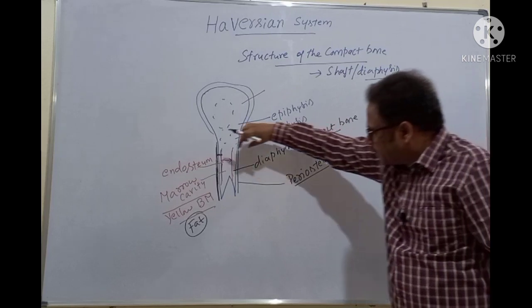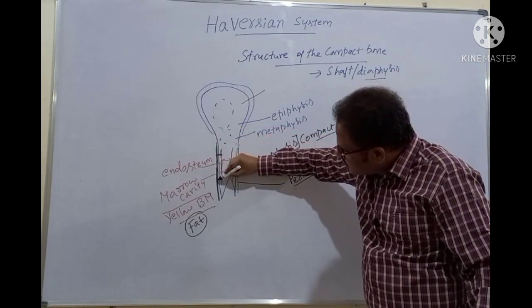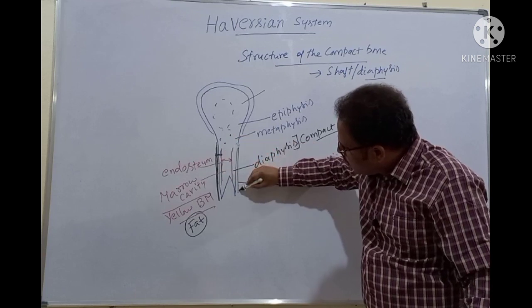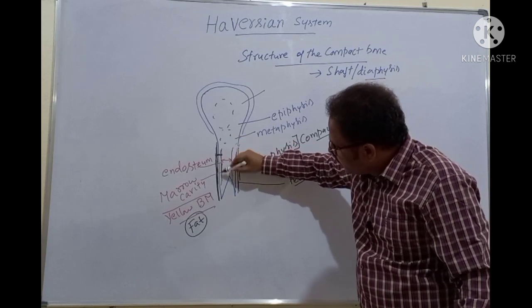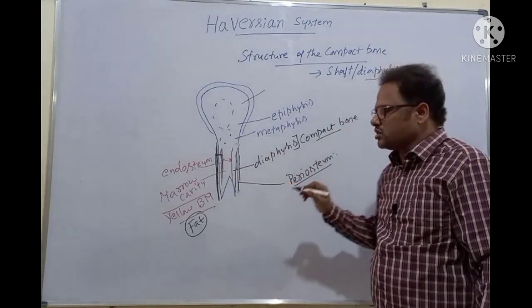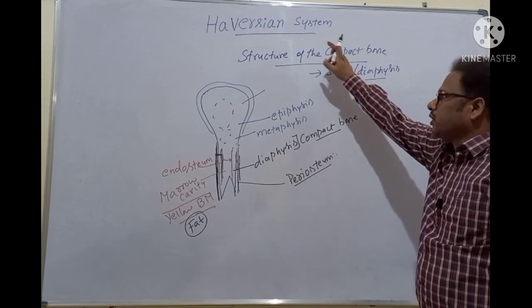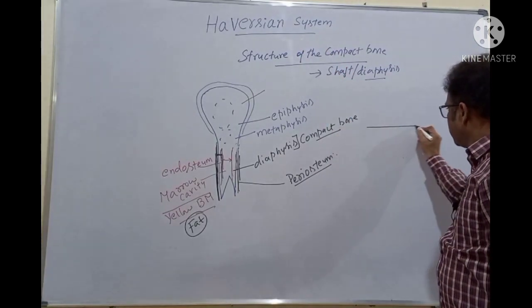I am drawing here separately between the outer periosteum and inner endosteum. This is the outer periosteum. This is the inner endosteum. Now what is present between the periosteum and endosteum is the current discussion for the Haversian system. Clear, students? For example, this is the periosteum.